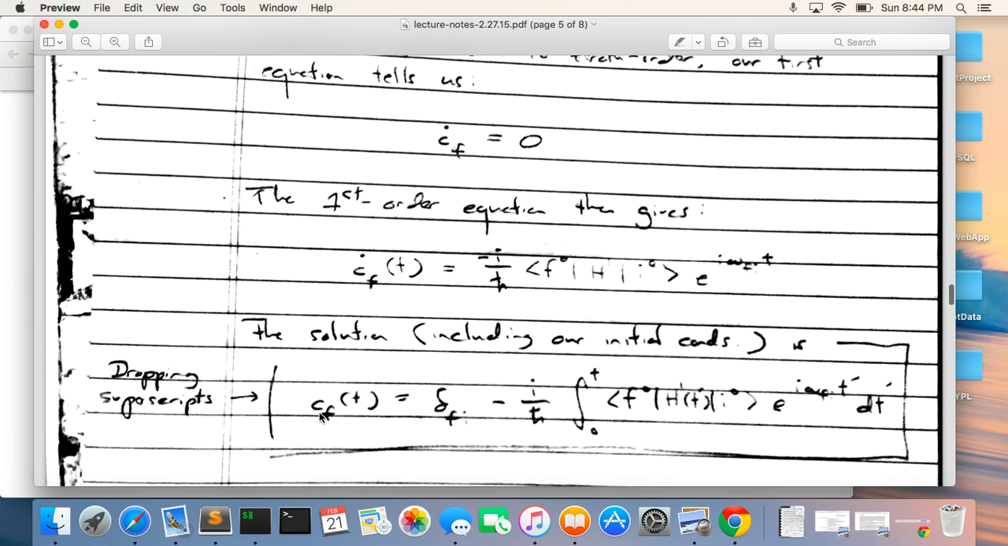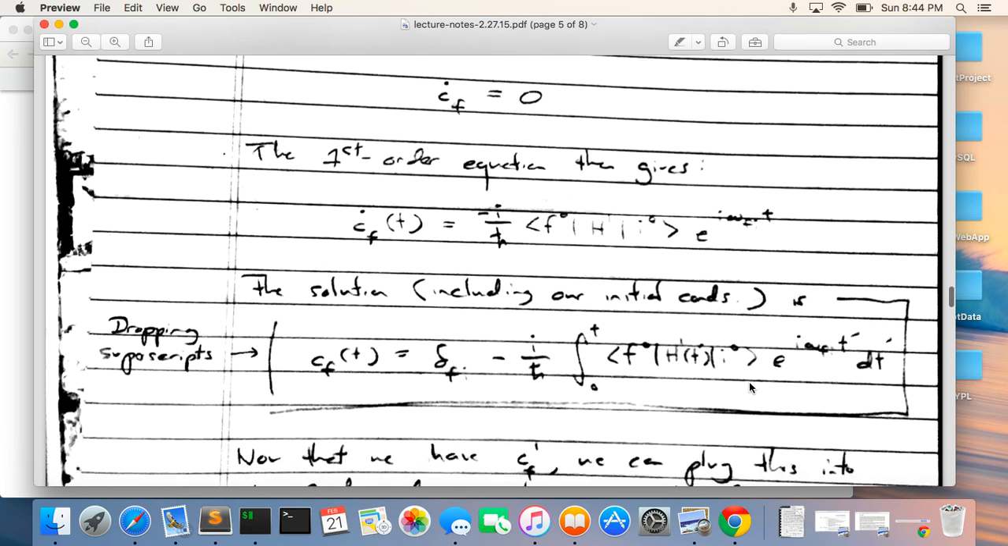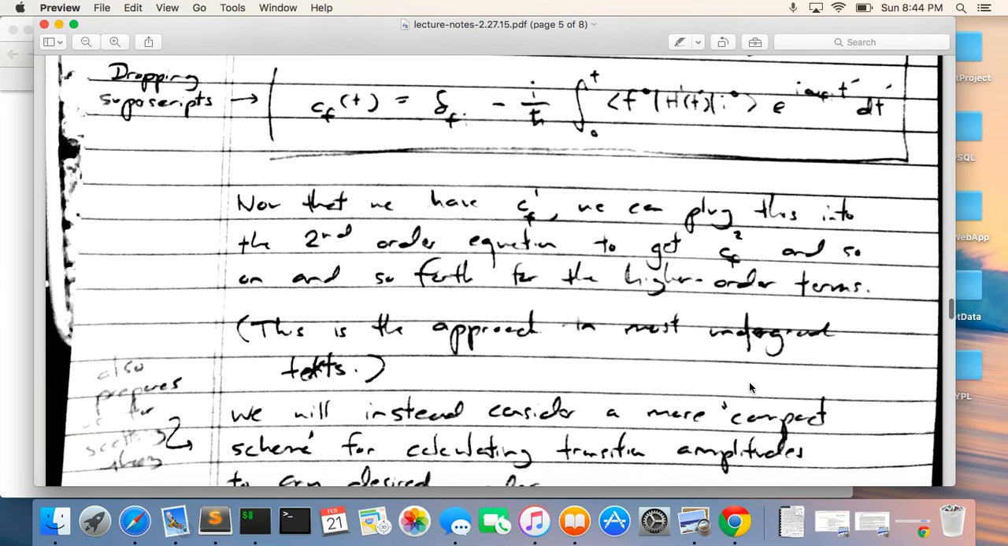And so you can see that this would be our zeroth order term, the delta function, and this would be our first order term. If we wanted to compute this coefficient to first order, we'd have to know what the form of the perturbation Hamiltonian is. But once we have that, we can plug it in, evaluate this matrix element, and do the integration. It's just as easy as that.